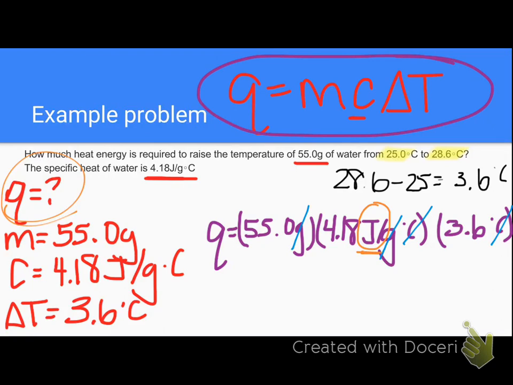So when you get this, you should end up with a value of 827.64, and your units are joules, because that just carries down with it, okay? So making sure that you are writing out the units on these. When you are solving for Q, that is always going to be your units.